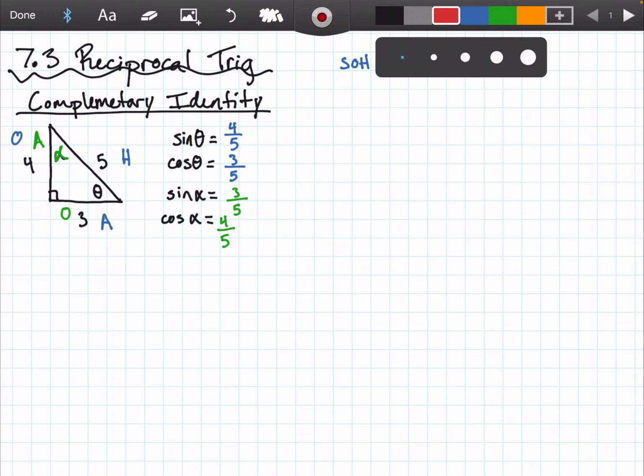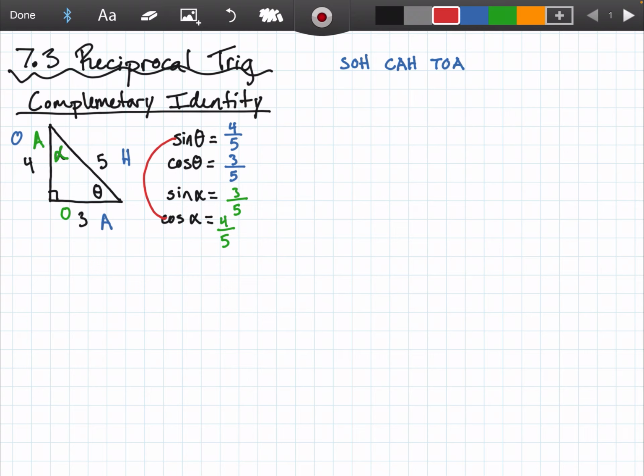What do you notice there? Sine of theta and cosine of alpha are the same. Cosine of theta and sine of alpha are the same. We have some equivalent values for sine and cosine, and what do we know about alpha and theta? Their relationship is that those two angles add to 90 degrees, because all triangle interior angles have to add to 180. Since we already have a 90-degree angle, those two have to add to 90.